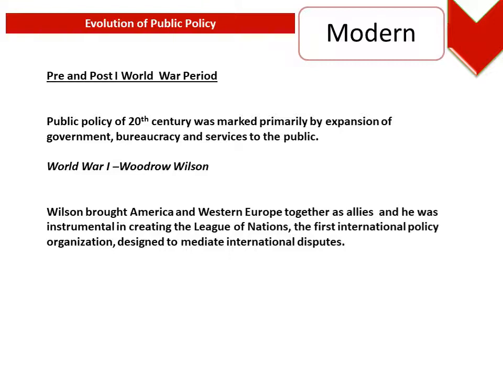Wilson brought America and Western Europe together as allies, and he was instrumental in creating the League of Nations, the first international policy organization designed to mediate international disputes.